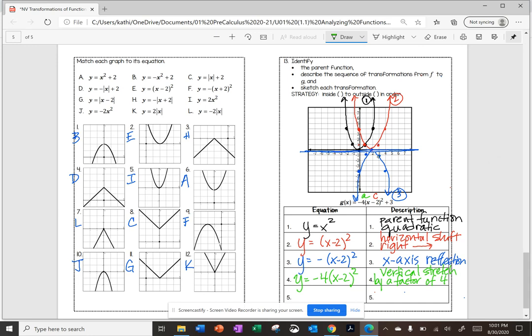The y value here at 3, negative 1, so negative 1 times 4 is negative 4. The y value where the vertex is 0, so 4 times 0 is 0. And at 1, negative 1, negative 1 times 4 is also negative 4. My stretch should make it narrower, which it did. So this is graph number 4.